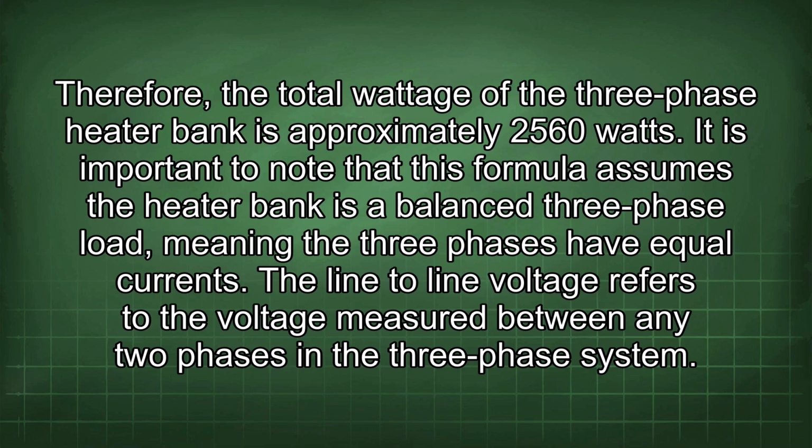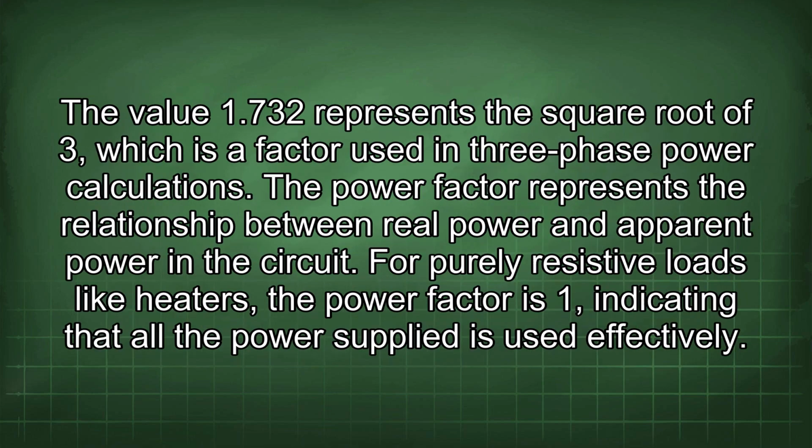It is important to note that this formula assumes the heater bank is a balanced three-phase load, meaning the three phases have equal currents. The line-to-line voltage refers to the voltage measured between any two phases in the three-phase system. The value 1.732 represents the square root of 3, which is a factor used in three-phase power calculations.